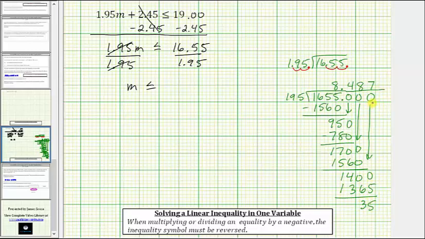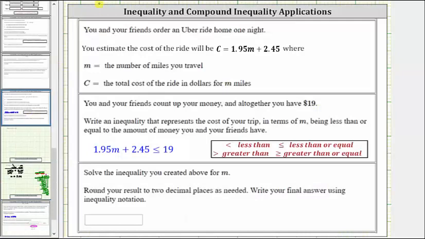And now we can stop because we're asked to round to 2 decimal places. So here's the second decimal place. And the 7 to the right indicates to round up, and therefore we round this to 8.49. So now we know that m must be less than or equal to 8.49, and remember, m is a number of miles. So going back to our question, we now know that m is less than or equal to 8.49.